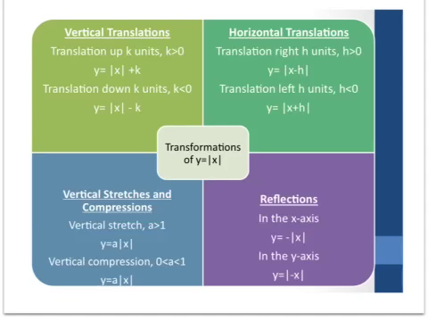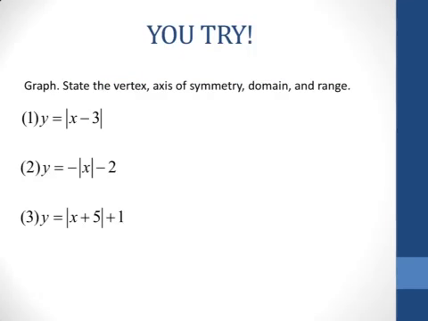All right, so I want you guys to use this as a review. You are familiar with the different types of translations and what happens when those are applied to our parent function here. Please graph each function, state the vertex, the axis of symmetry, the domain, and the range.